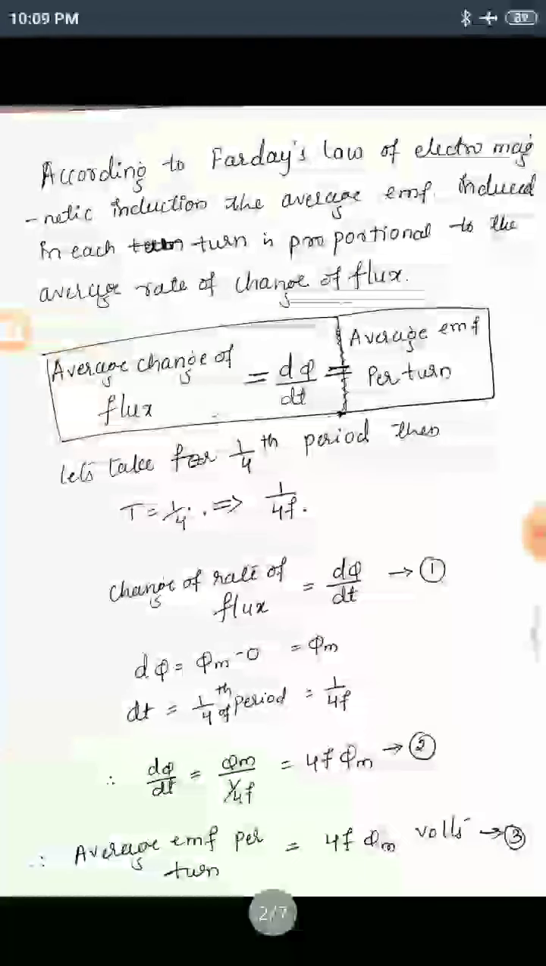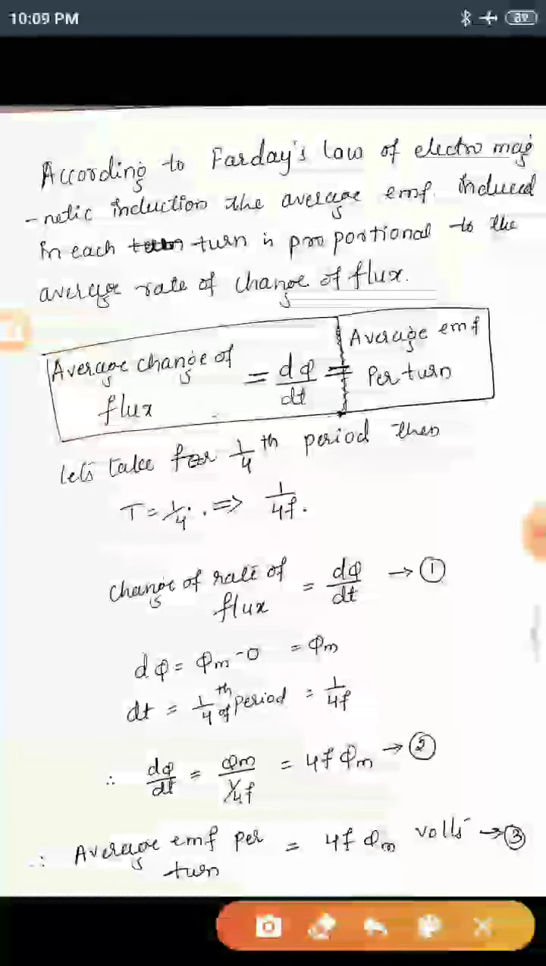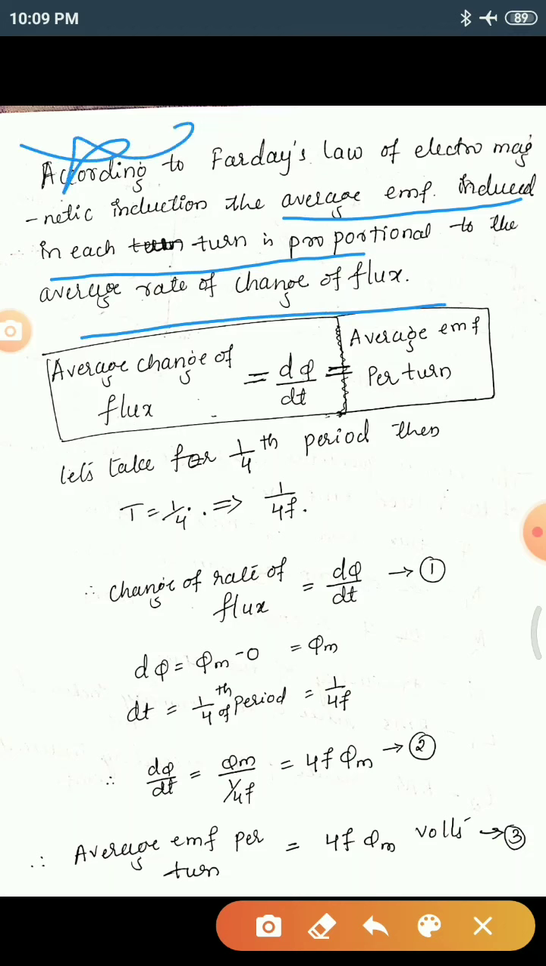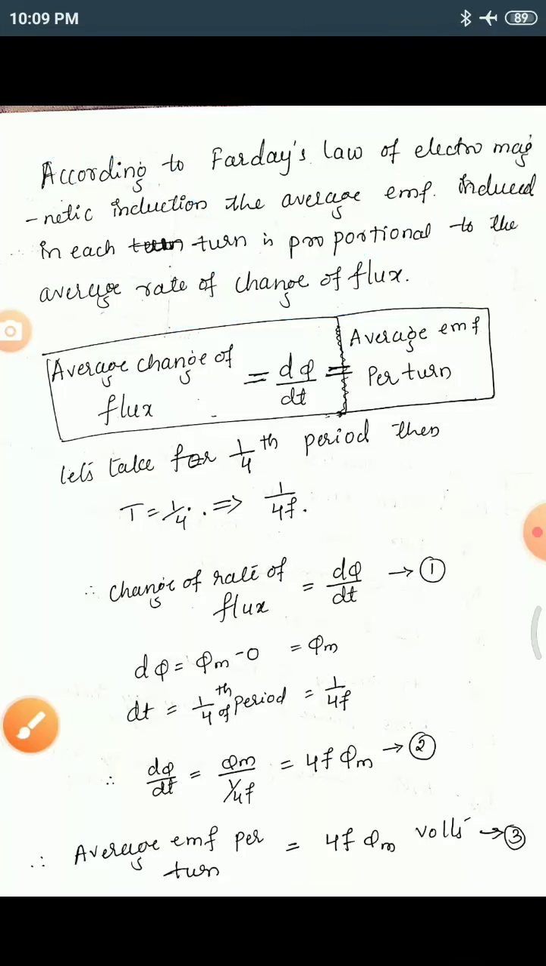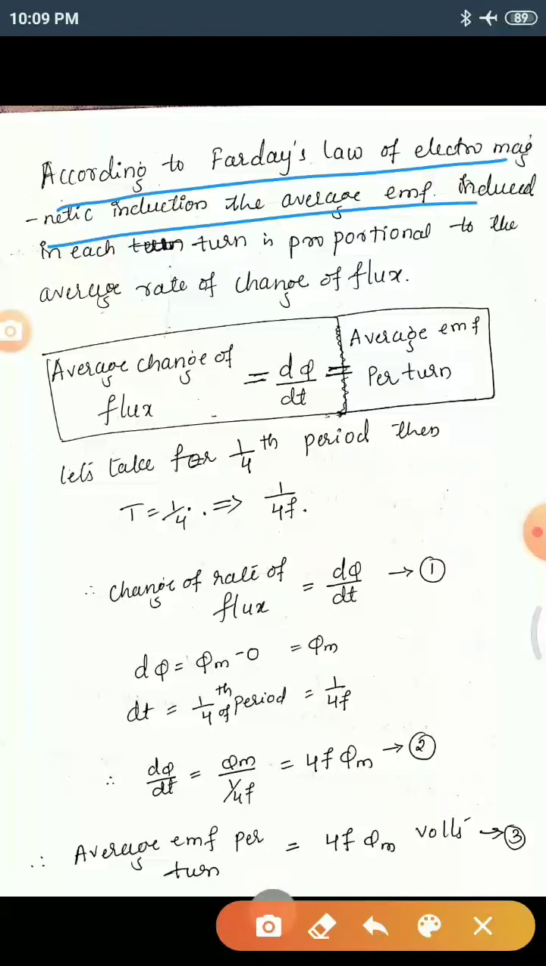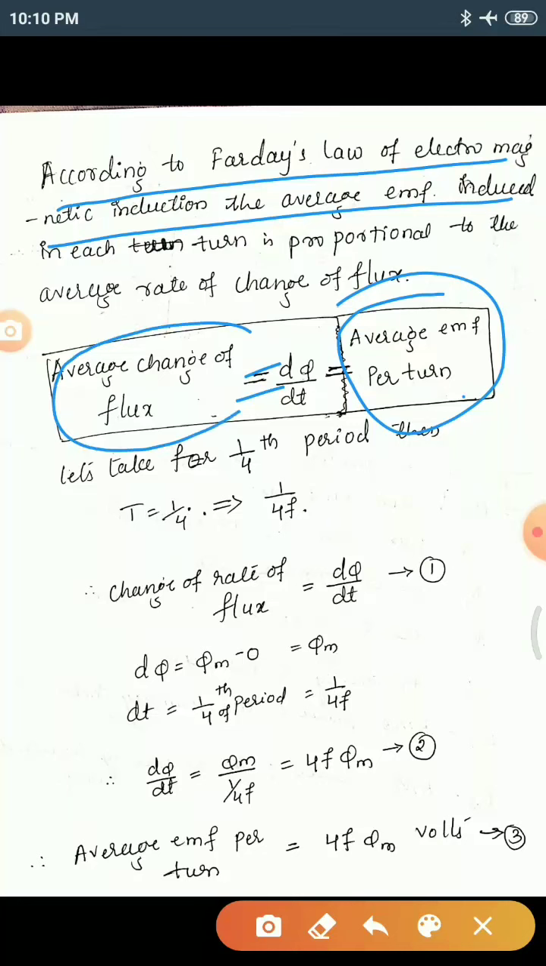Now we'll define a small thing. According to Faraday's laws of electromagnetic induction, the average EMF induced in each turn is proportional to the average rate of change of flux. This is the most important concept to derive the EMF equation of the transformer. I repeat once: according to Faraday's laws of electromagnetic induction, the average EMF induced per turn will be proportional to the average change of flux.